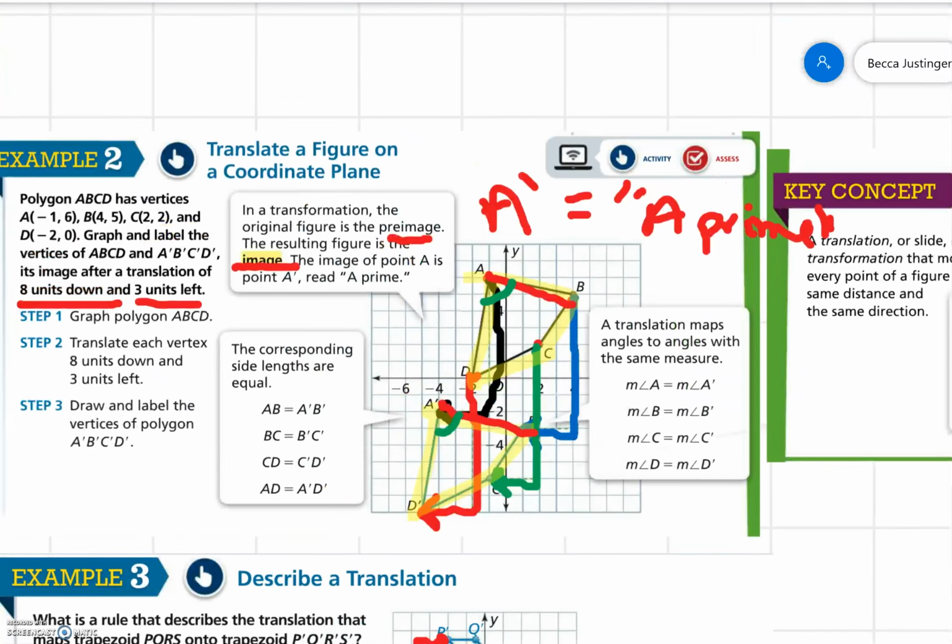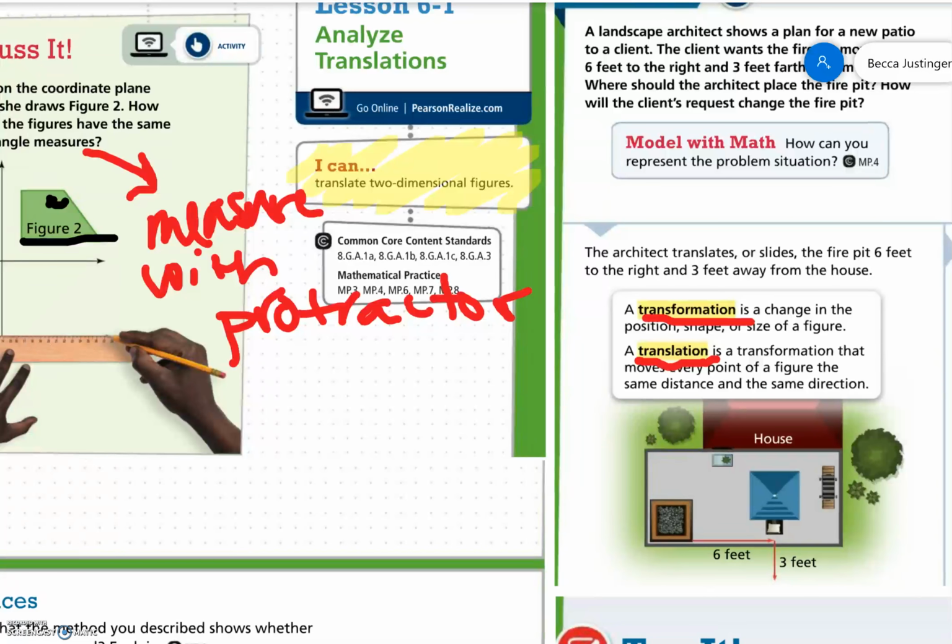All right, 8th grade, let's say it. I can translate 2-dimensional figures.